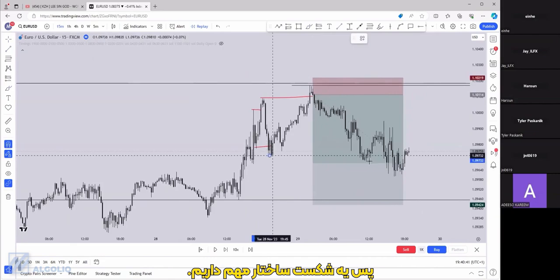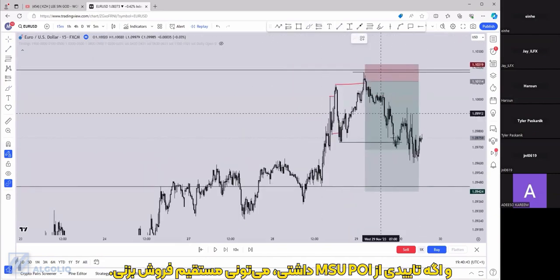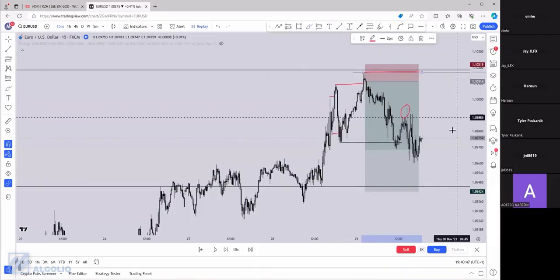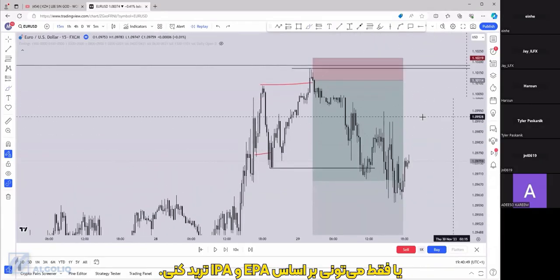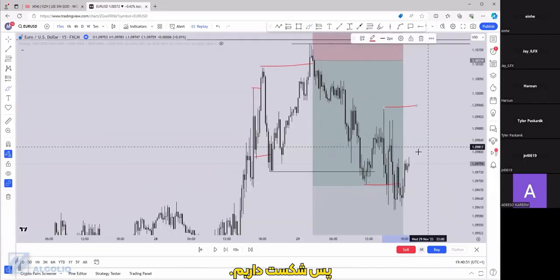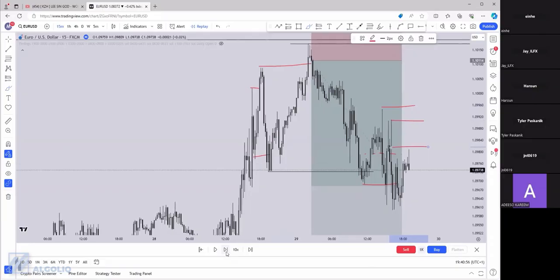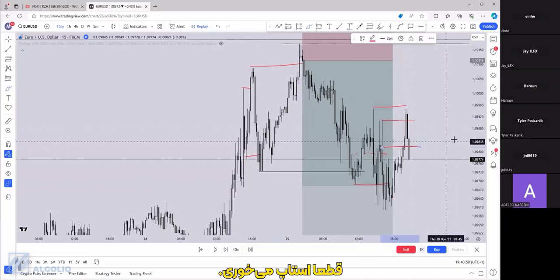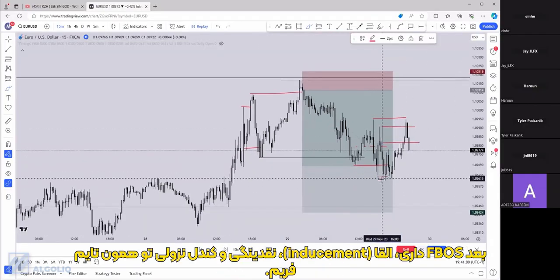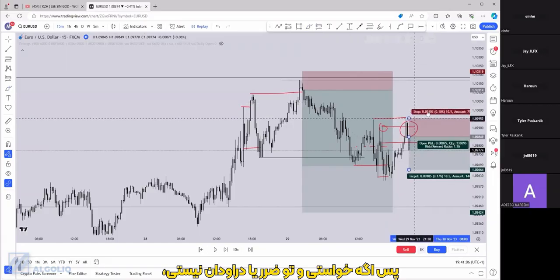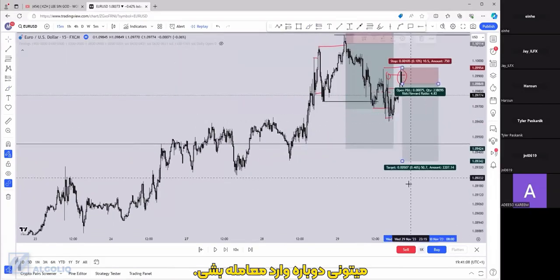So we have a key break of structure, and you can take a direct sell if there's some confirmation from the MSU POI, or you can just trade EPA IPA. So we have a break. If EPA 50%, you would expect a trade here. You would get stopped out for sure. Then you have FBOS, inducement, liquidity, and a bearish candle on the same time frame. So if you want to, and you're not in drawdown or anything like that, you can re-enter.